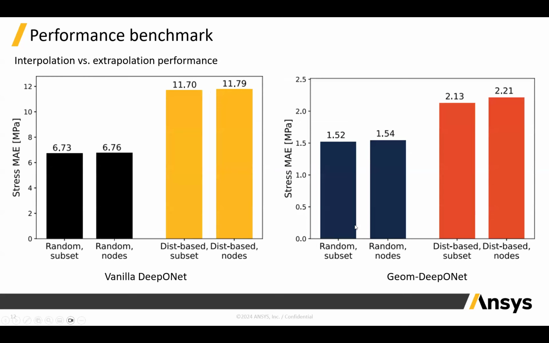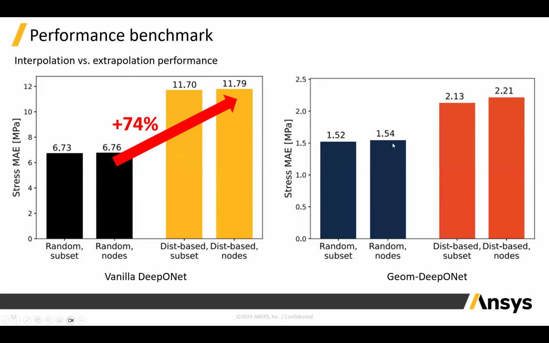So this gives you an idea of what happens when you try to really extrapolate beyond things that are more and more geometrically different. We can then compare how the model is doing in an interpolation dominant setting, which is the random case, versus the distance-based case, which is more of an extrapolation-dominant case. On the left here, you see the performance of the regular DeepONet model. When you look at the performance on all the nodes, it went up from 6.776 megapascal stress error all the way up to 11.79. So that's about a 74% increase for the regular DeepONet model.